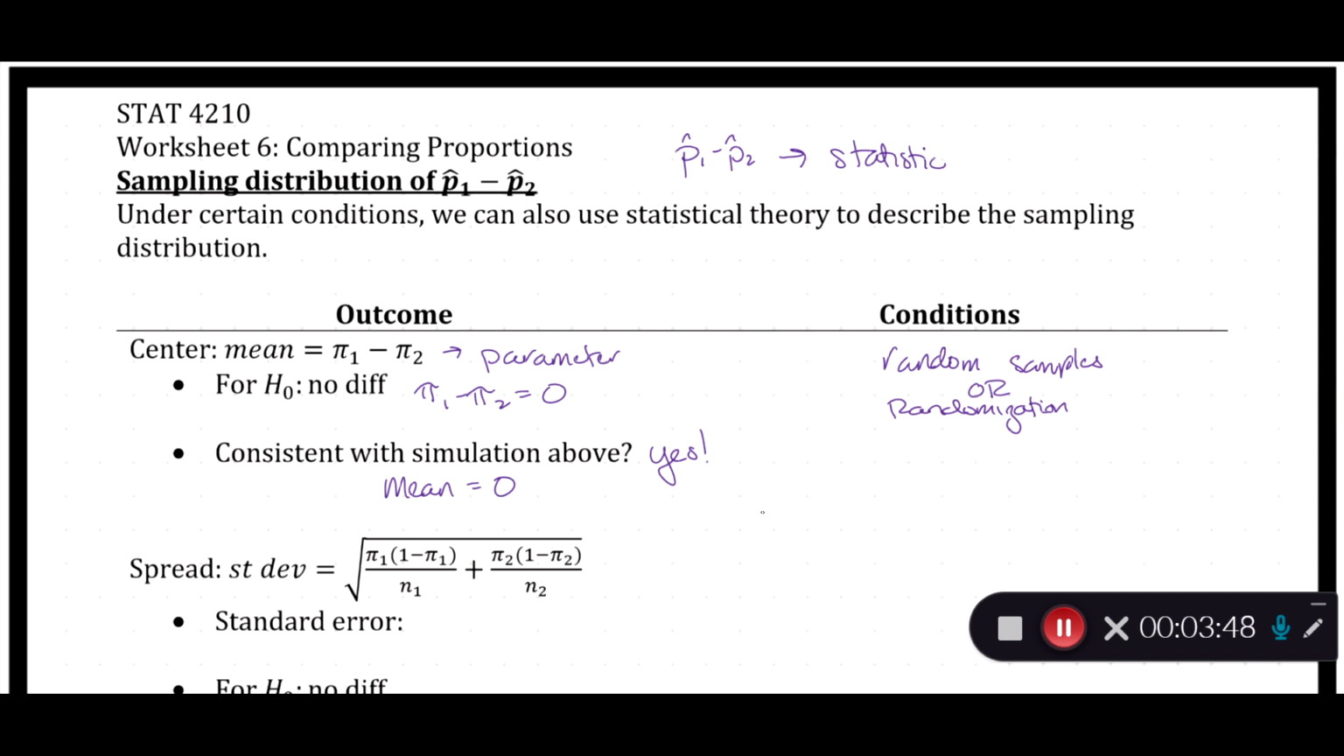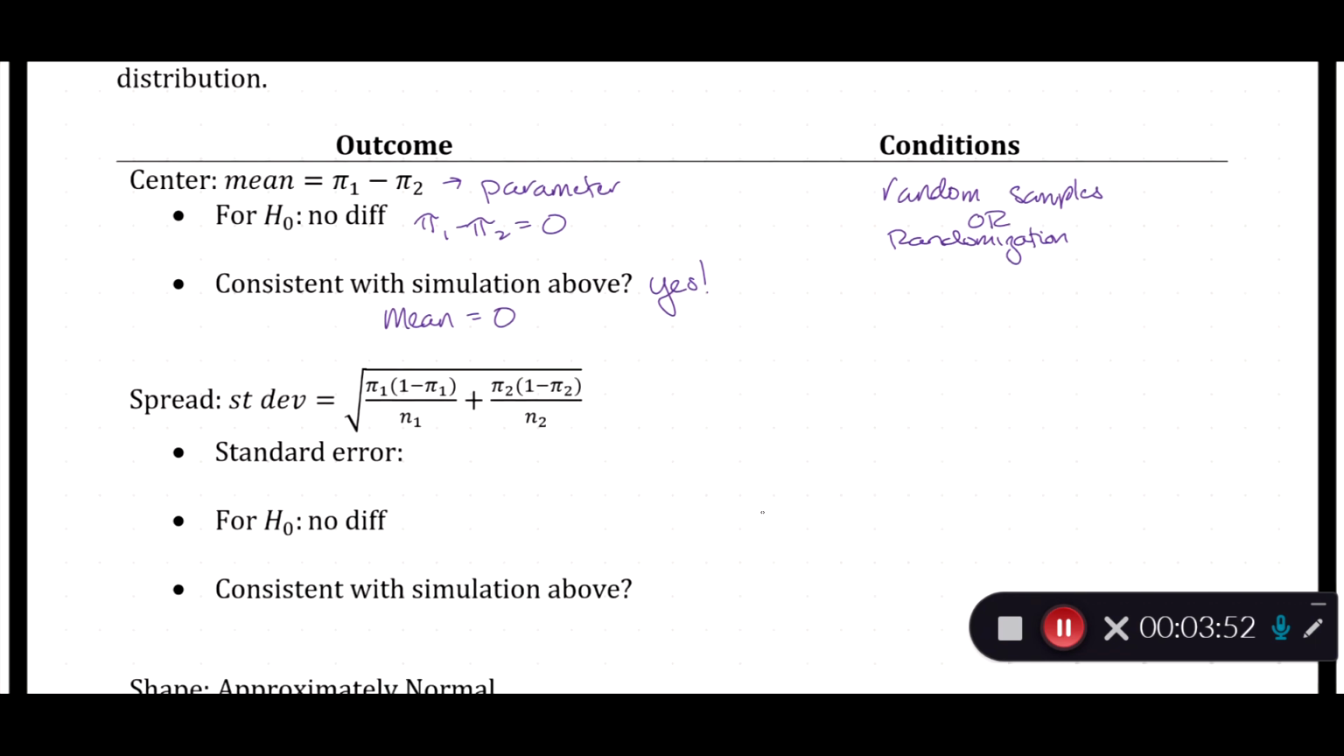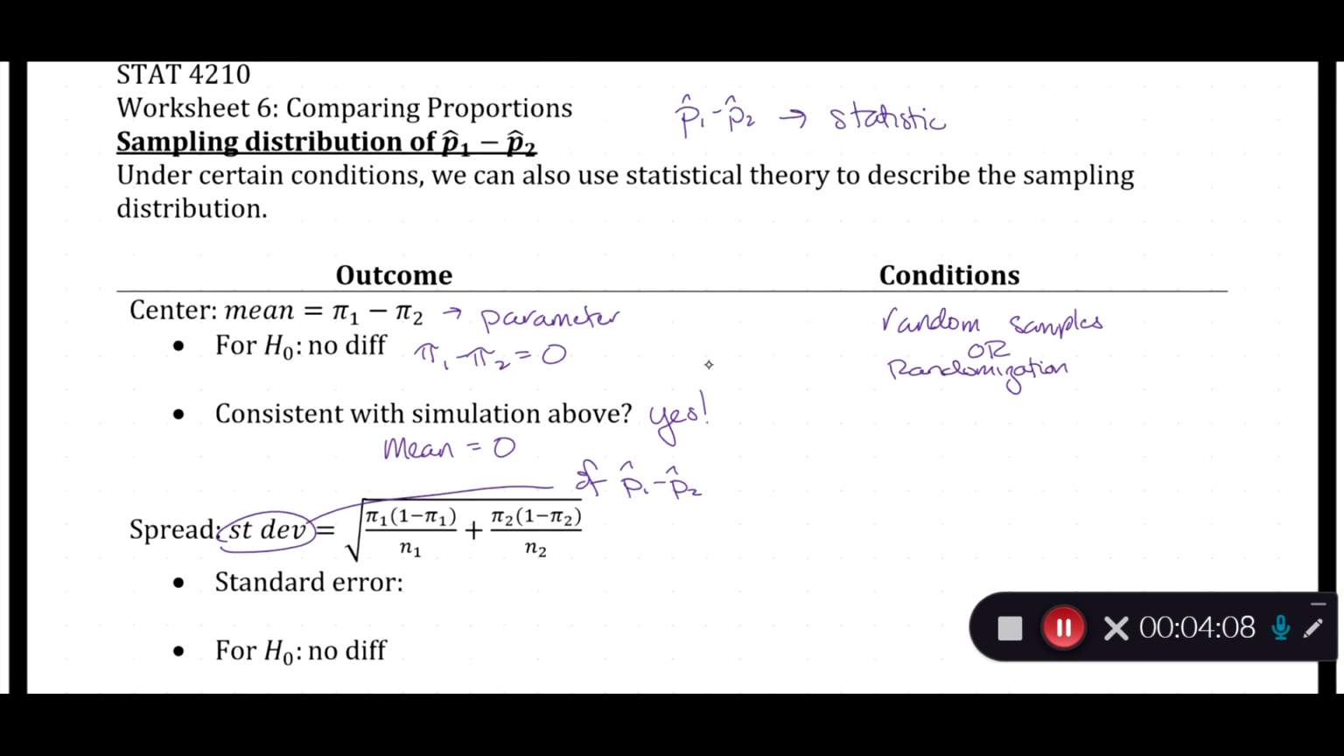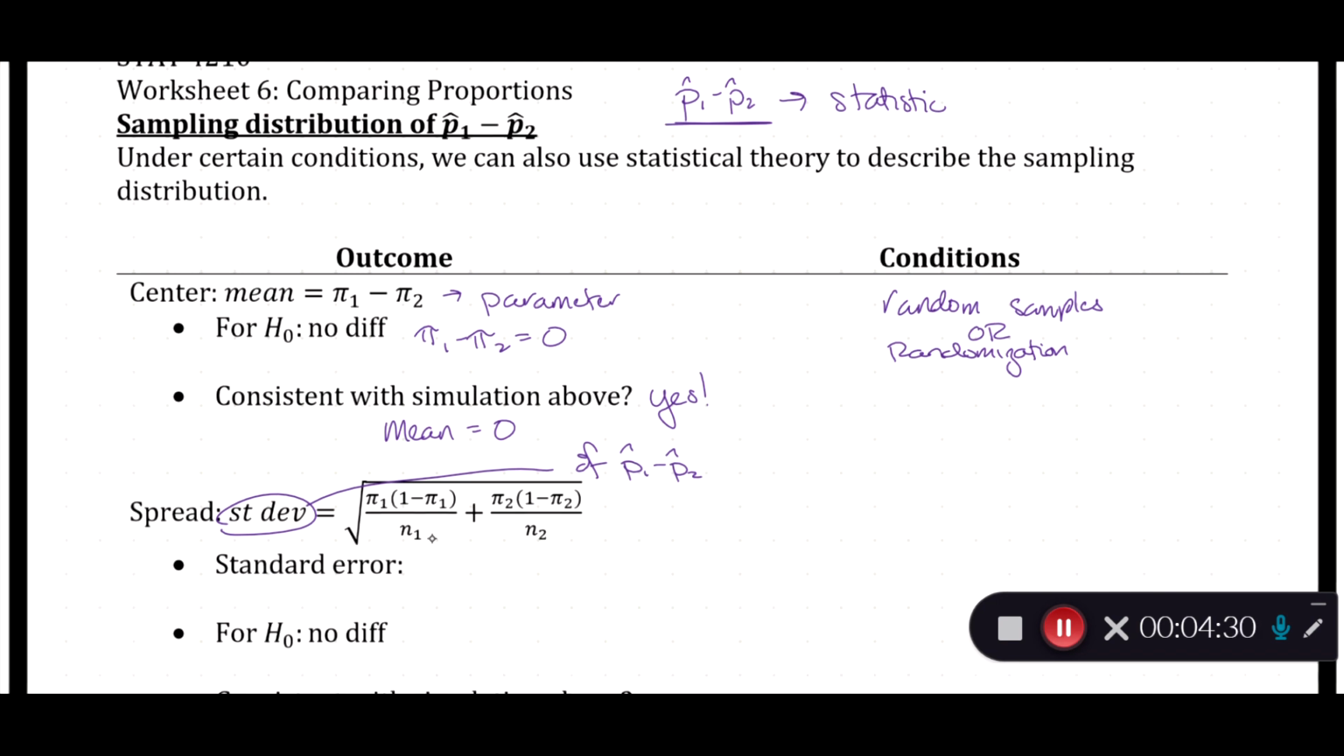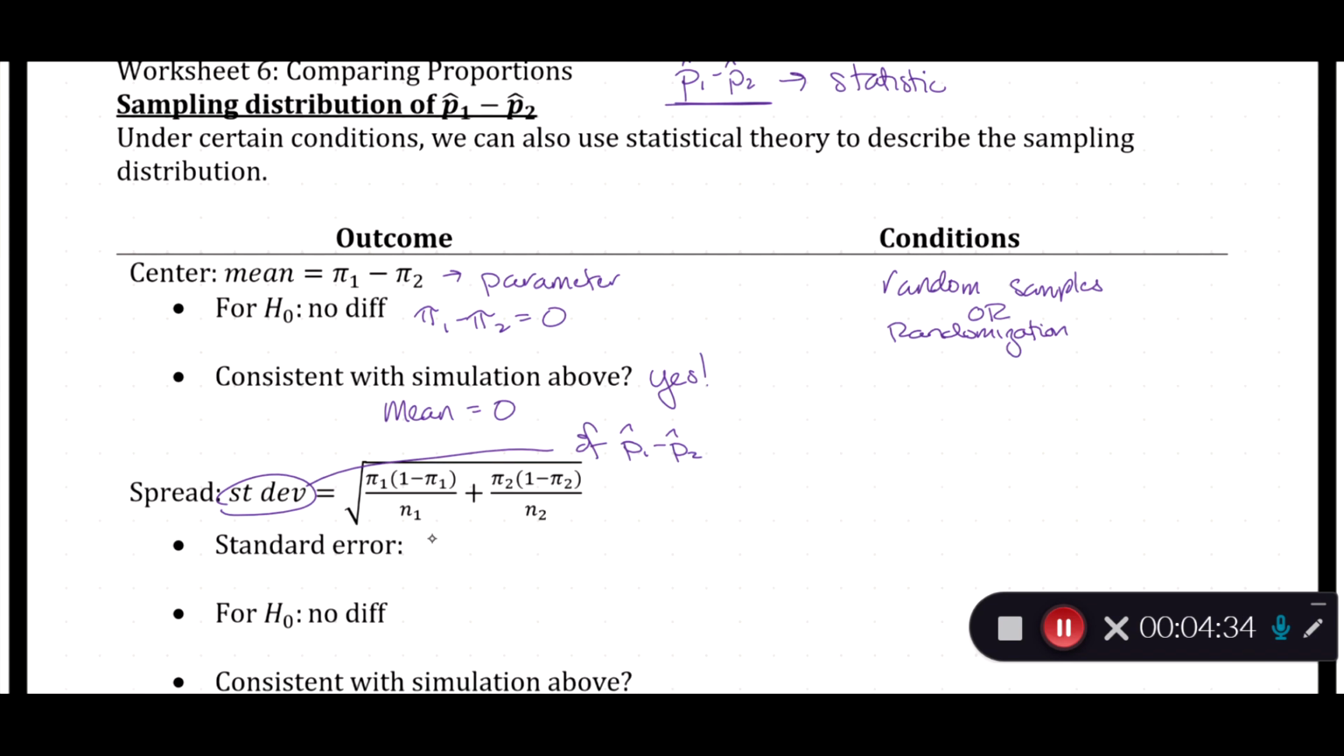The next condition concerns the spread of this difference, p1 hat minus p2 hat. Remember, this is the standard deviation of p1 hat minus p2 hat. We're talking about the distribution generally of p1 hat minus p2 hat. The center of the distribution of p1 hat minus p2 hat is pi 1 minus pi 2. On average, the sample difference should be the population difference, pi 1 minus pi 2. The variability of the sample difference, p1 hat minus p2 hat, should be summarized by the square root of pi 1 times 1 minus pi 1 over n1, plus pi 2 times 1 minus pi 2 over n2, where pi 1 and pi 2 are the true proportions of the respective groups.